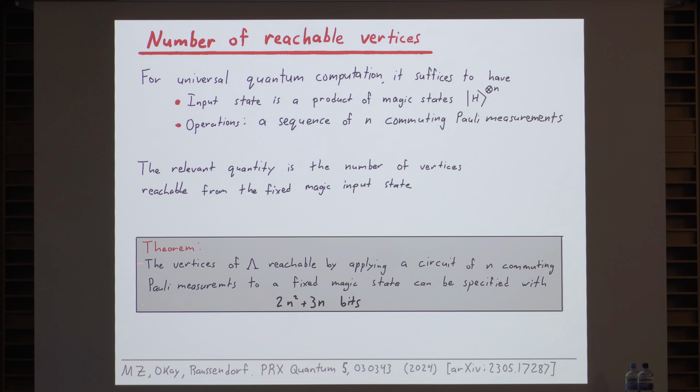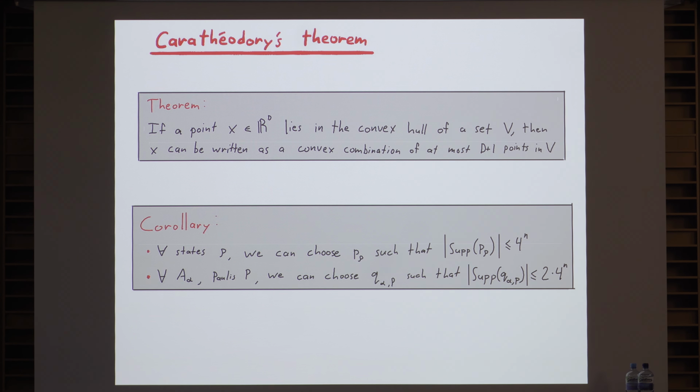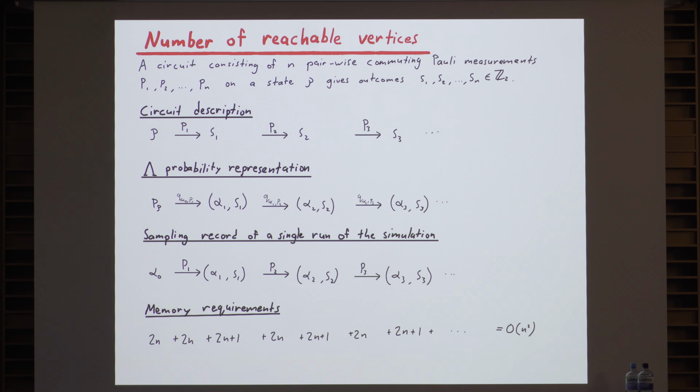So here's the result. The number of vertices of lambda reachable by applying a circuit that looks like this to a fixed magic state can be specified with 2n squared plus 3n bits. So pretty small compared to the total number of vertices. And it relies on Carathéodory's theorem from convex geometry to bound the cardinality of the support of all the probability distributions that come up. And then you run through a computation and you just count the memory requirements as you go.